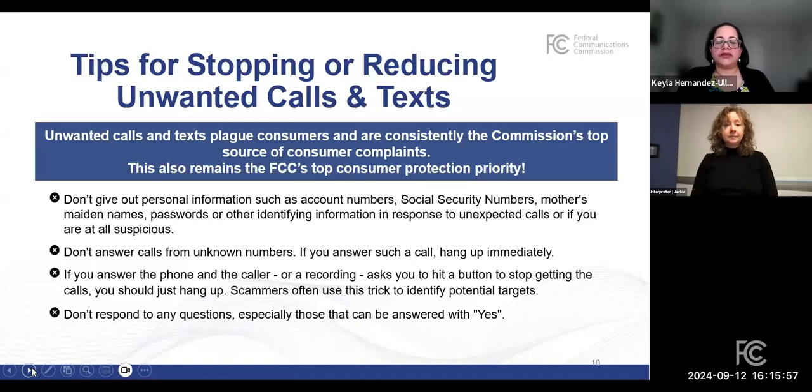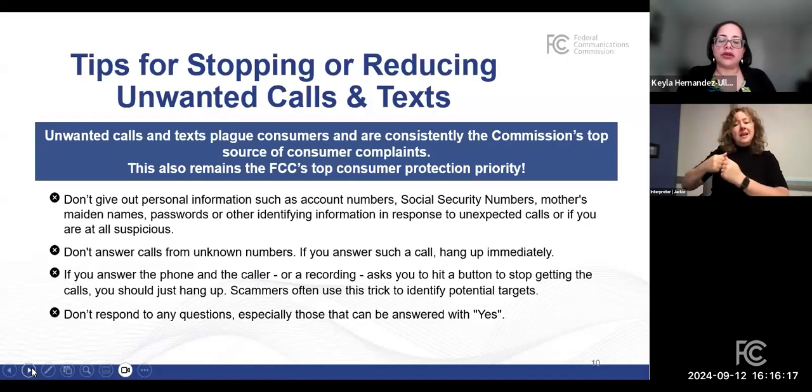Another topic that is very important is tips for stopping or reducing unwanted calls and texts. Unwanted calls and texts are a constant and top source of consumer complaints. This also remains the FCC's top consumer protection priority. Unwanted calls and texts, including illegal and spoofed robocalls, are our top consumer protection priority, and these include complaints from consumers whose numbers are being spoofed or whose calls are being mistakenly blocked or labeled as a possible scam call by a robocall blocking app or service.